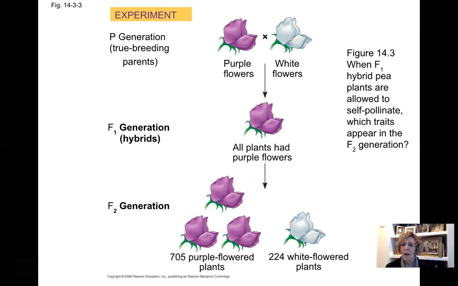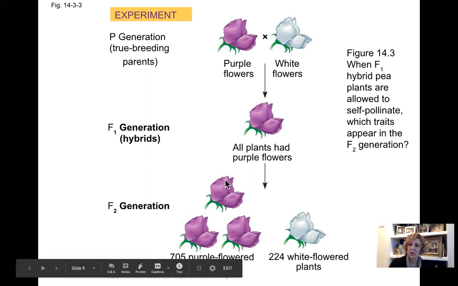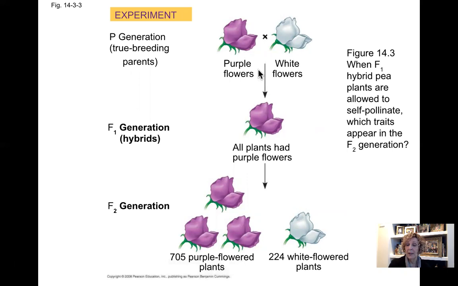He saw that in the F1 generation, all of the plants of the true breeding parent generation, the P generation, were all hybrids, remember, because they were a cross of the two parent true breeding generations, but they were all purple. And then in the next generation, when he allowed the F1 generation to pollinate itself, he got a very specific result. Time and time again, he recognized he was getting basically three times as many purple flowers as he was white. And so that led him to some pretty amazing conclusions.